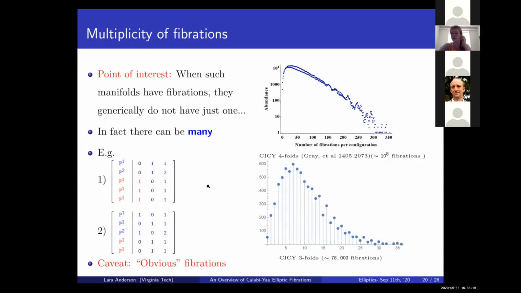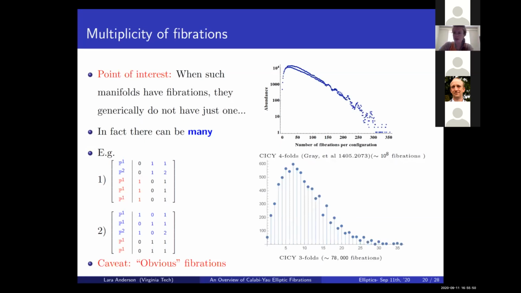Okay, so the number of fibrations per algebraic type of manifold, called a configuration, can be plotted for different manifolds. You can see here that the number of fibrations, the multiplicity of what's appearing, can be plotted for CICY threefolds. You can say how many of them have 5 fibrations, 10 fibrations, and so on, up to 35 fibrations. This is the fourfolds up here. Some of the fourfolds had 350 obvious inequivalent fibrations from this type of description.